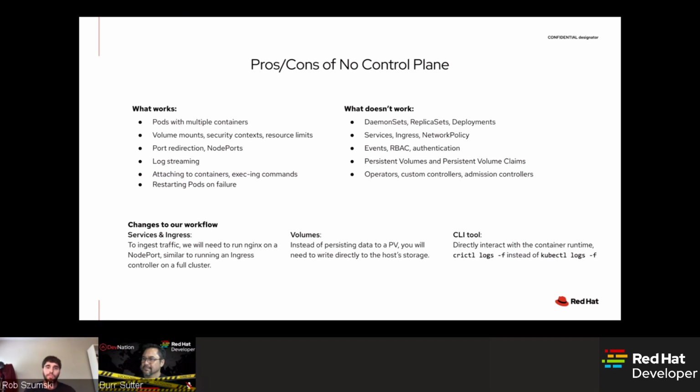But what doesn't work is stuff that runs across multiple nodes or uses that control plane. If you think about a daemon set, a replica set, deployments, those all stamp out copies of pods. Whereas here, we're being the human API server, stamping out the pods instead of those pieces. And of course, we're only on a single machine, so things like services, ingress, and network policy aren't as applicable here, and so those don't work and aren't needed.